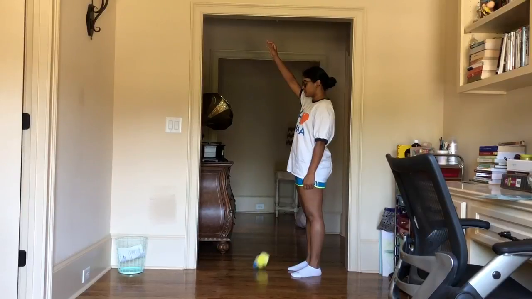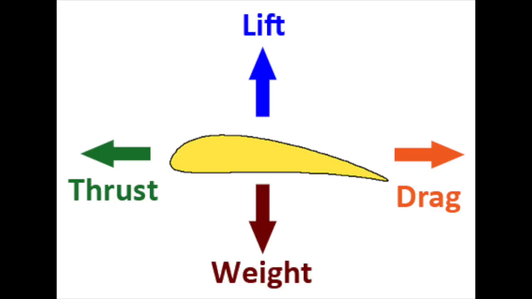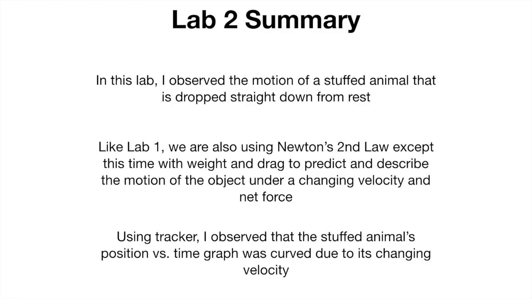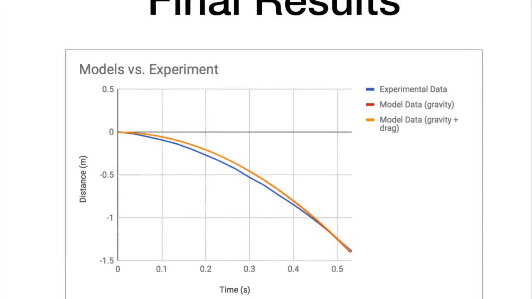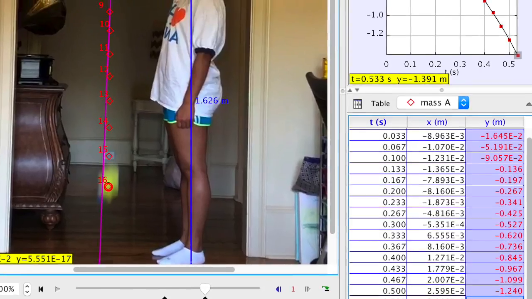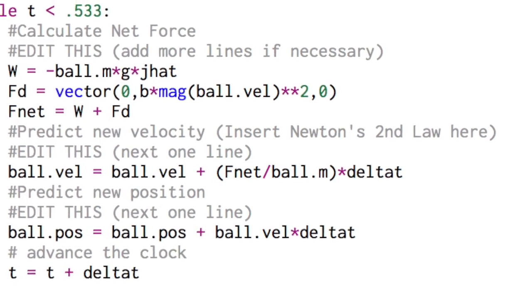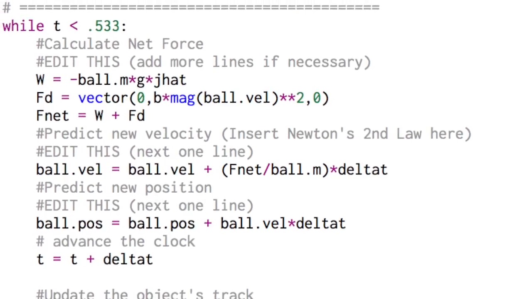In Lab 2, I observed the motion of a stuffed animal that falls straight down when dropped from rest. Similar to Lab 1, I also used Newton's second law, except this time using weight and drag to predict and describe the motion of an object under a changing velocity. Overall, with this experiment, I was able to find 3 representations of this stuffed animal's motion: through experimental data, and the model data with the effects of only gravity and a model data of gravity and drag.